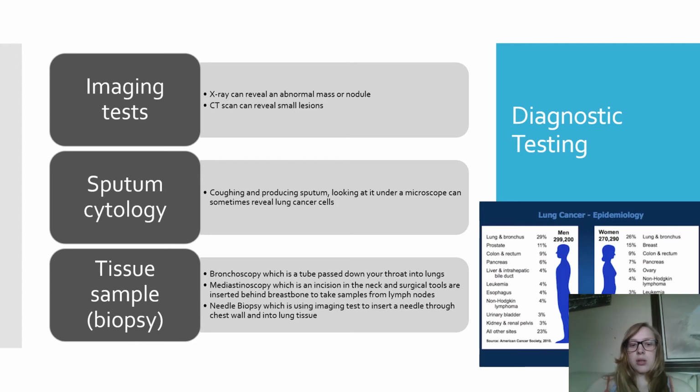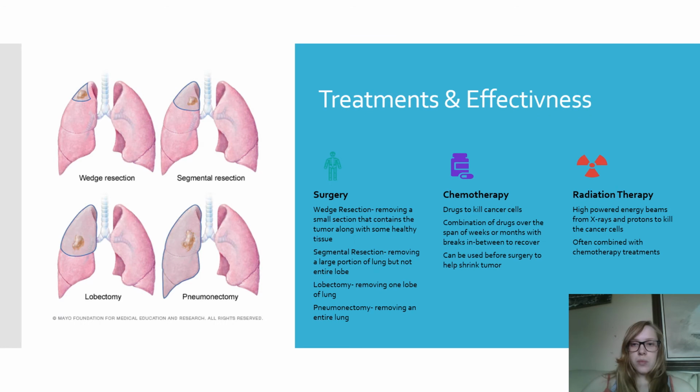conclusive. Or a biopsy. There's a bronchoscopy, which is a tube passed down your throat into your lungs, and it gets tested that way. Mediastinoscopy is an incision in the neck, and surgical tubes are inserted behind the breastbone to take samples from lymph nodes and test those. Or there is a needle biopsy, which uses imaging to insert a needle through the chest wall and into lung tissue. This is where those x-rays and CT come in handy.